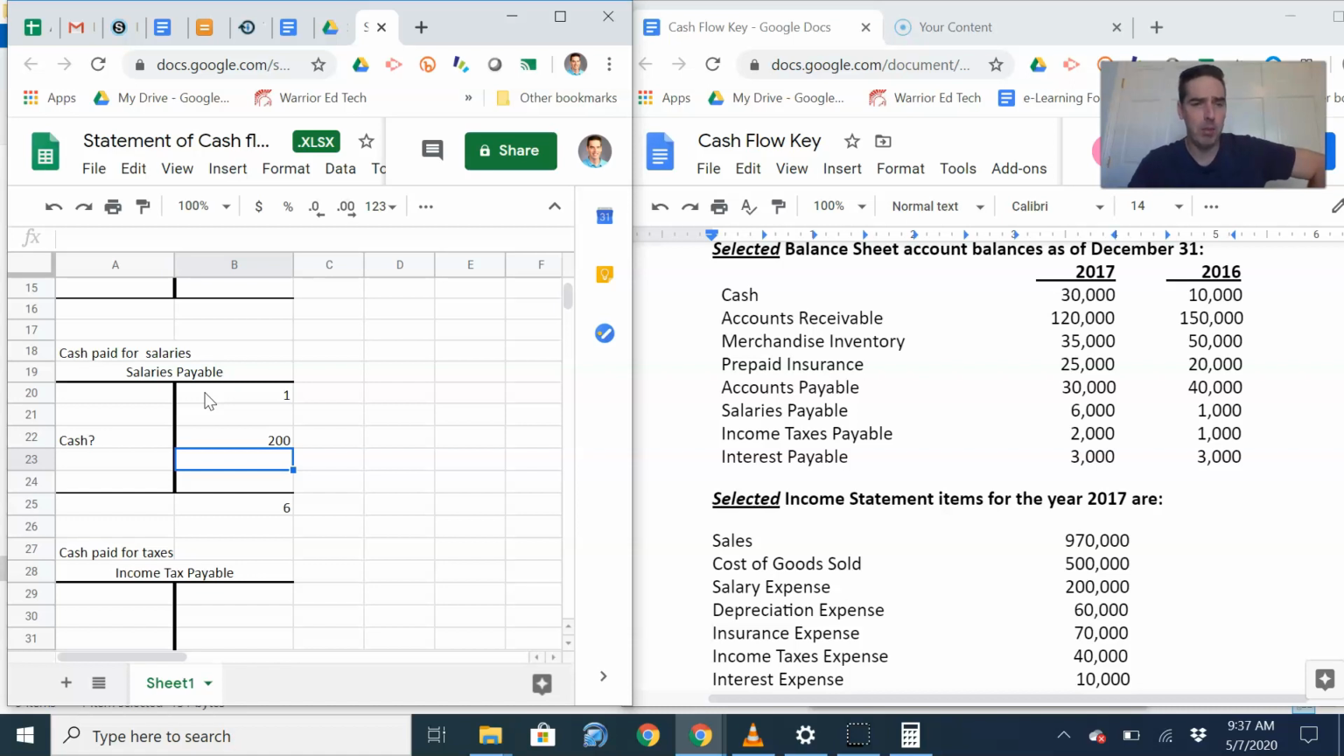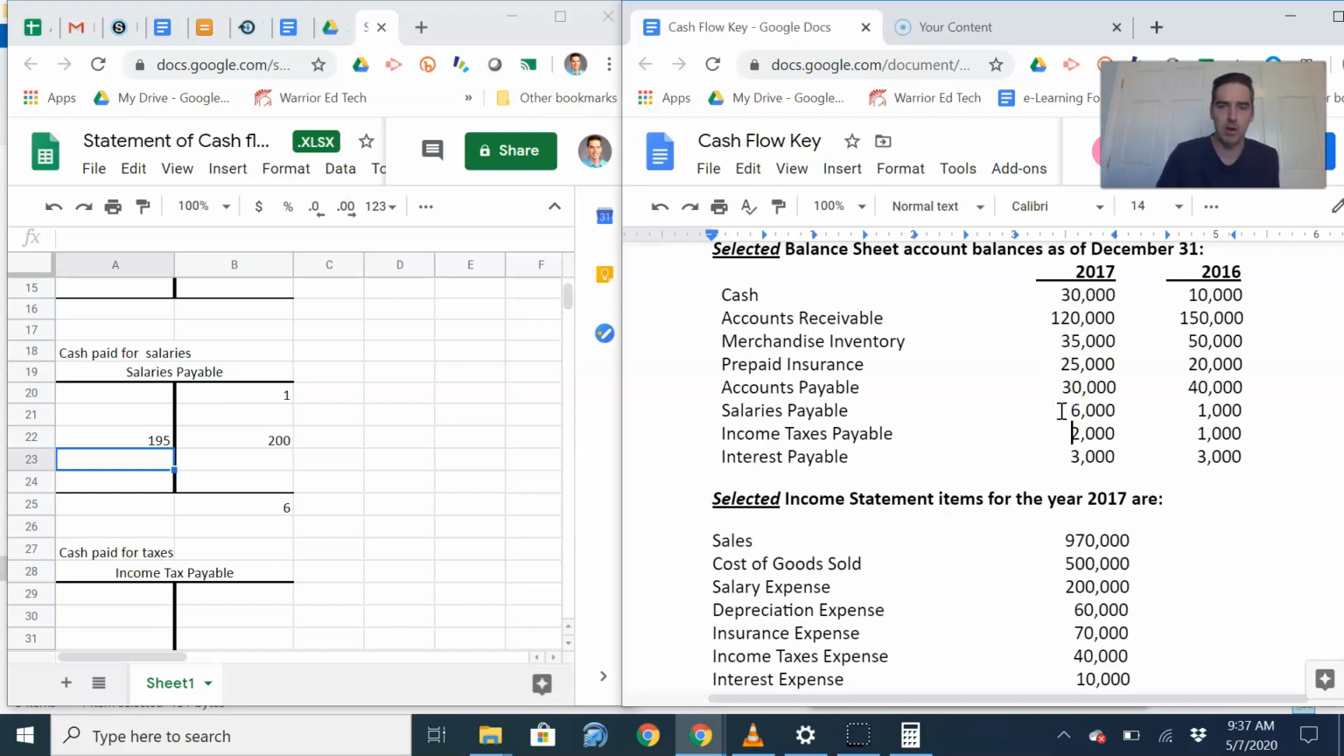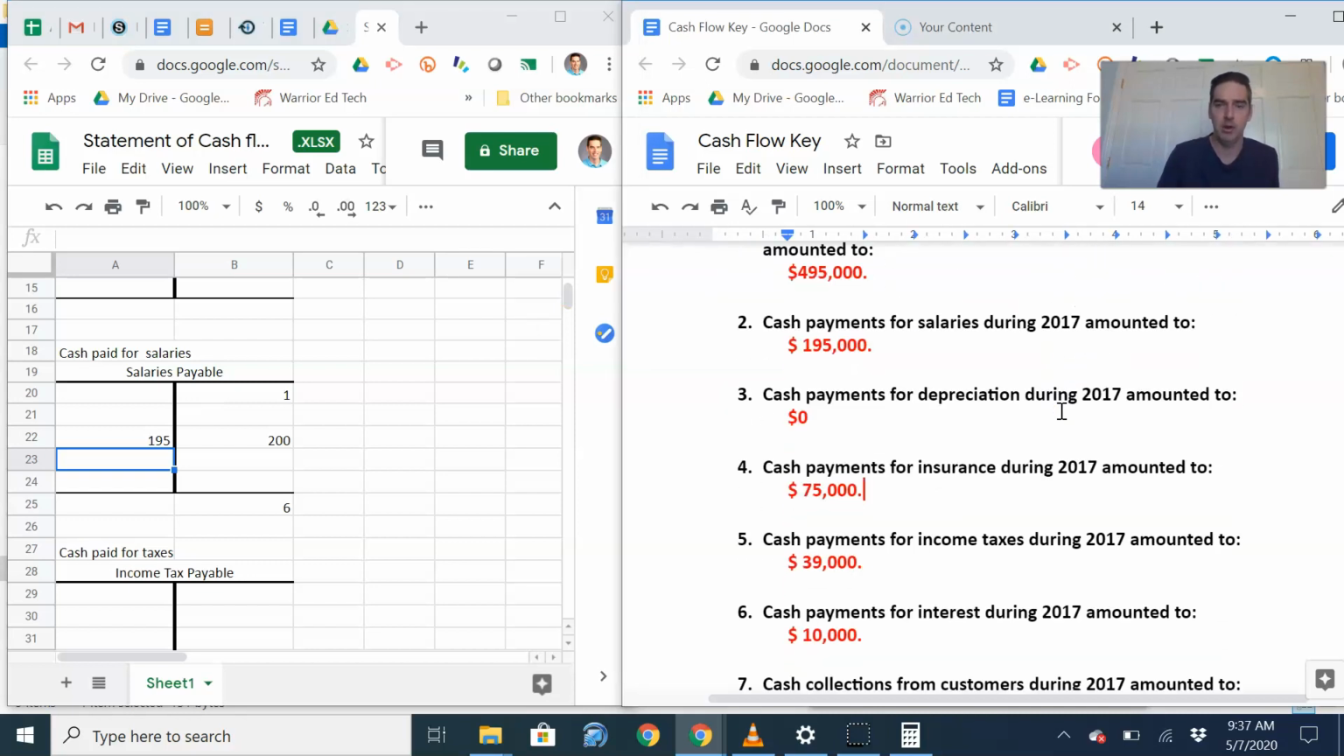So 201 minus 6 gives you 195. So the answer is 195 for cash paid for salary. So I'm going to run back over here. Let's check our key. And there's our answer, number 2, 195.